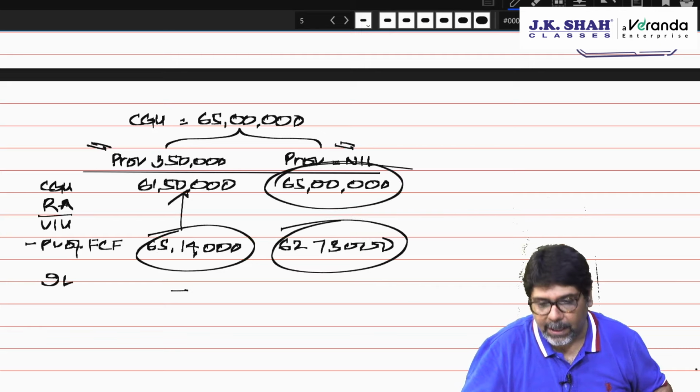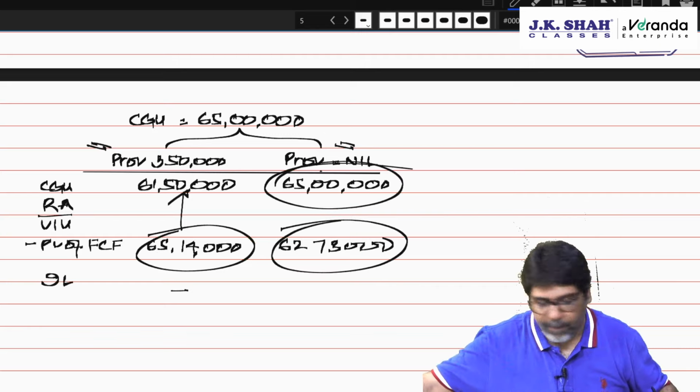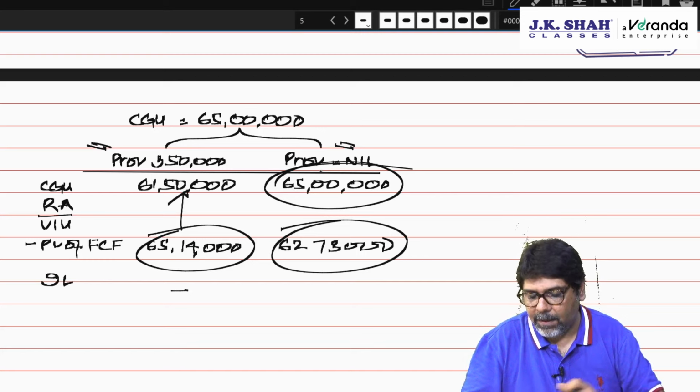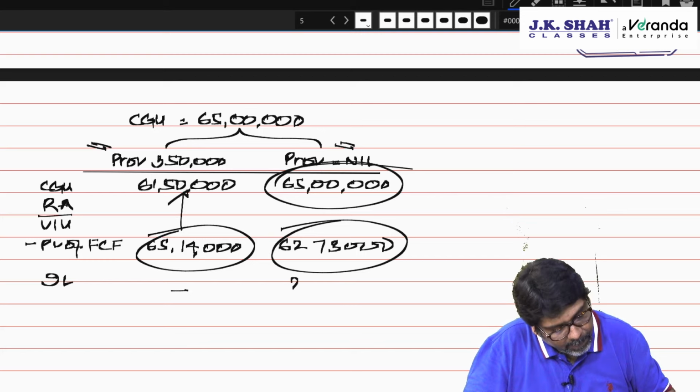difference of 2, that is 65 lakhs minus 6273, that is 2,27,000.